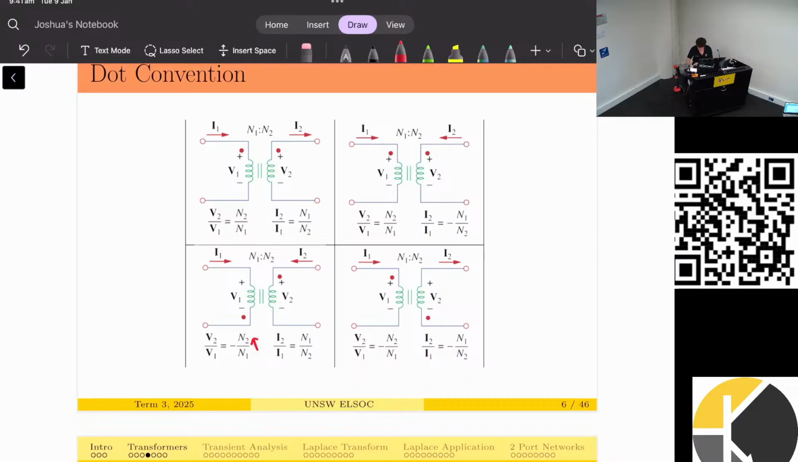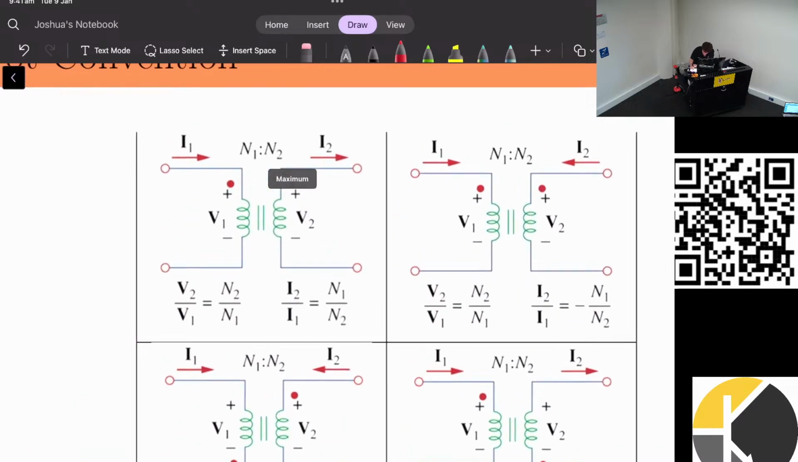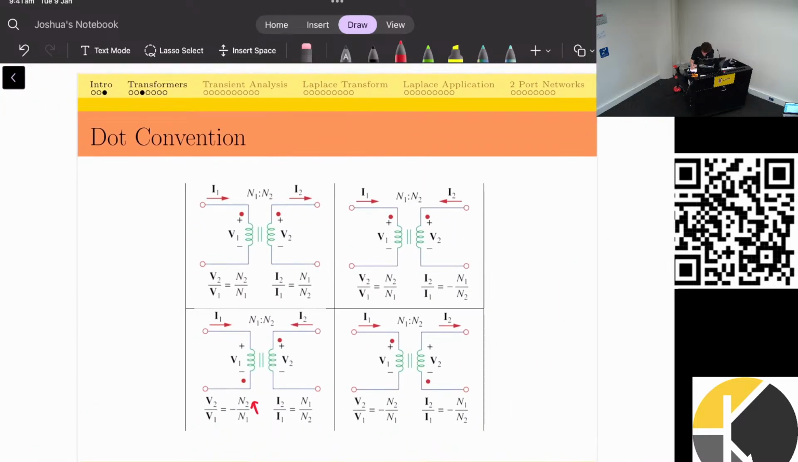Dot convention, okay? To tell if the voltage is positively or negatively related, we just look: are the dots at the same polarity or are they at different ones? If they're at the same, we get a plus. They're the same here, so we get a plus. They're at different ones here, this one's at a negative and this one's at a positive, so we get a negative. And here, similar, we get a negative.